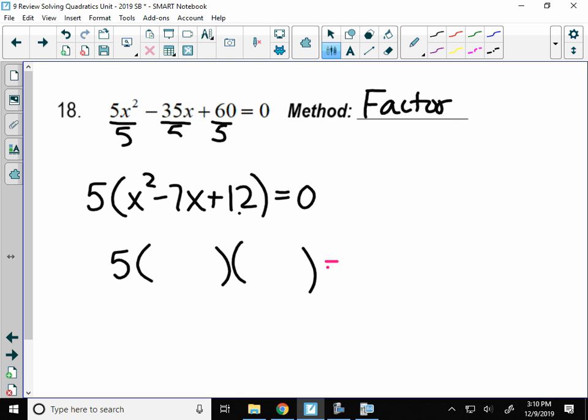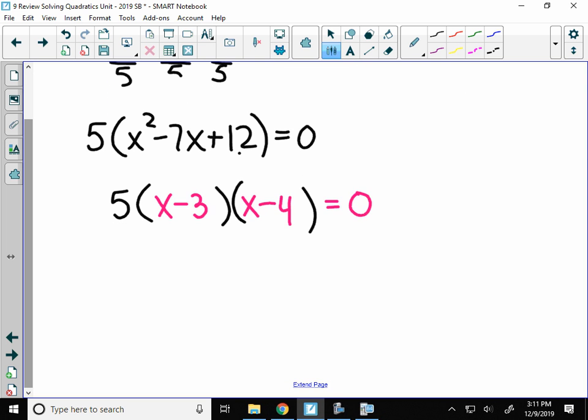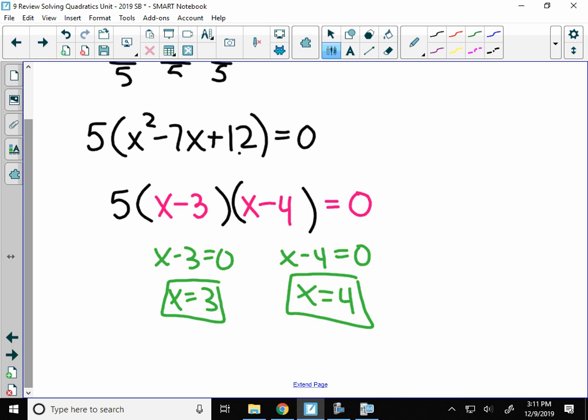Two numbers that multiply to 12 and add to negative 7 would be negative 3 and negative 4. And then that's really simple once you recognize that. So I'm going to set only the factors that have an x equal to 0. So don't include the 5. So we just set x minus 3 equal to 0, and x minus 4 equal to 0. And when I solve those, I get positive 3 and positive 4. Those are my solutions. Now, since I got rational solutions, I could have used complete the square or quadratic formula as well. But that's probably the fastest one, is to factor here.